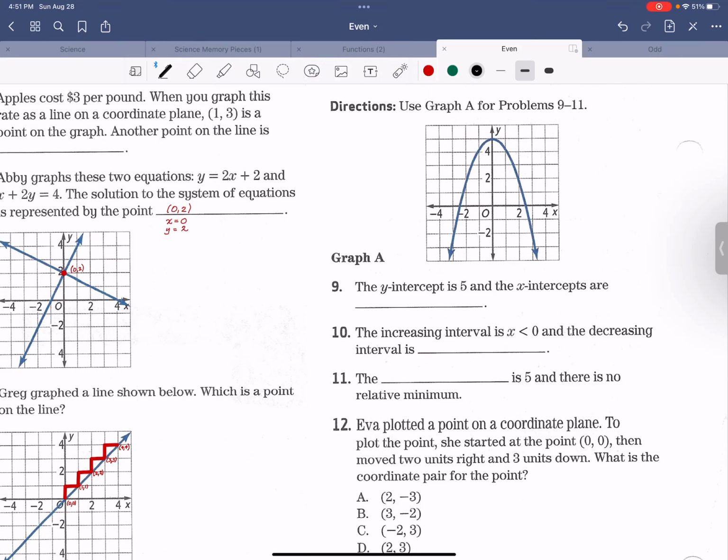Okay, for graph A, we're using that for problems 9 through 11. And I honestly do not recall doing this. Maybe I skipped something that I shouldn't have skipped. If I have, I'm going to go back and add it to the material so you won't even notice that. We're going to answer these and I'll explain them, but I don't remember anything about this in the whole thing. So if I've skipped something, I need to go back and fix it.